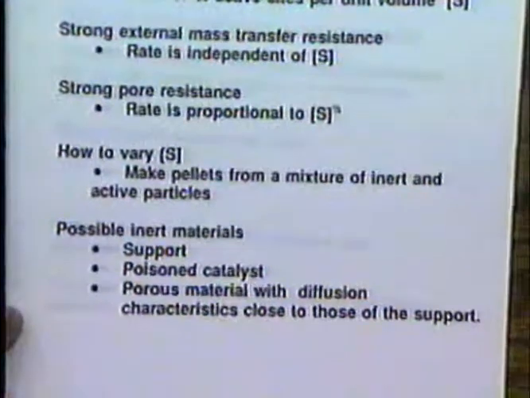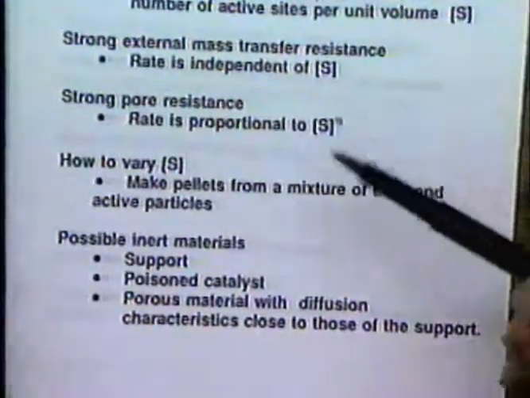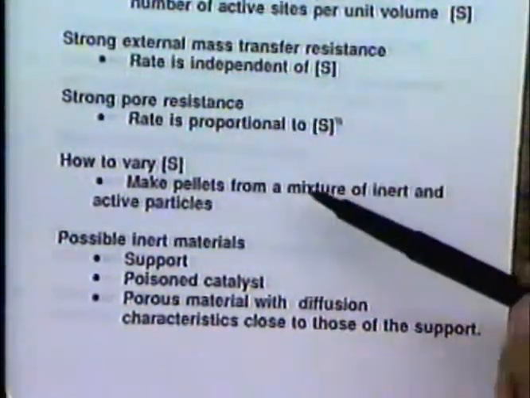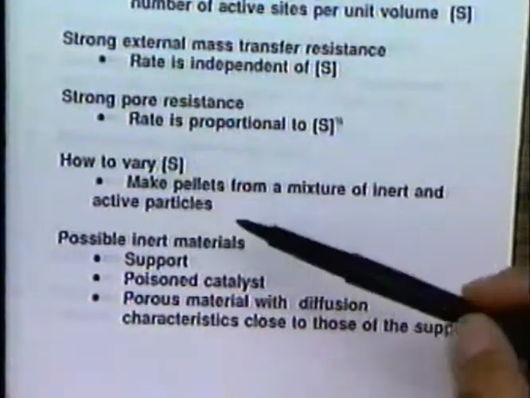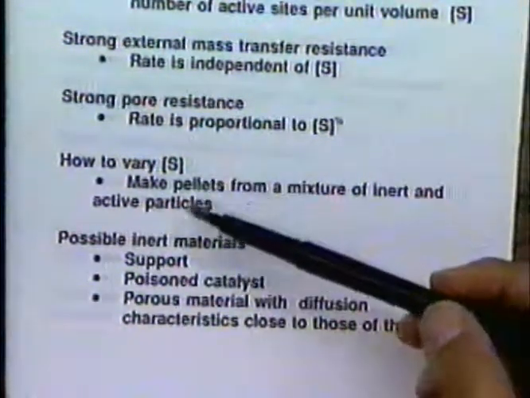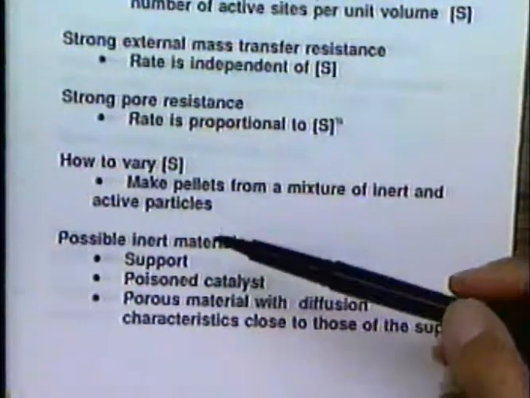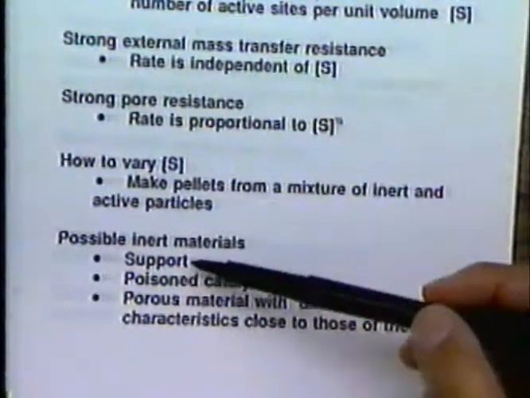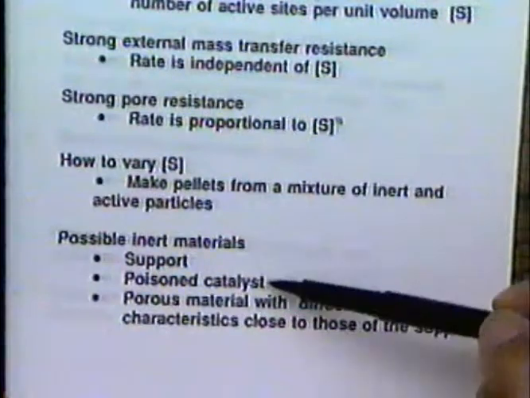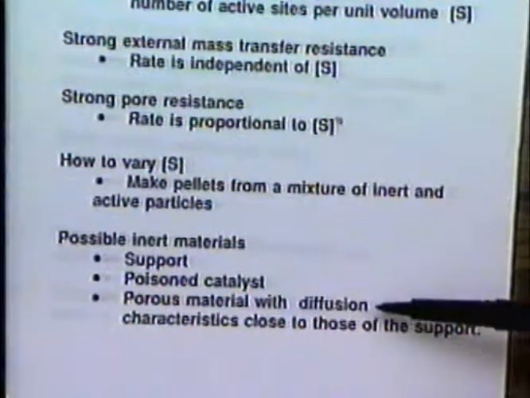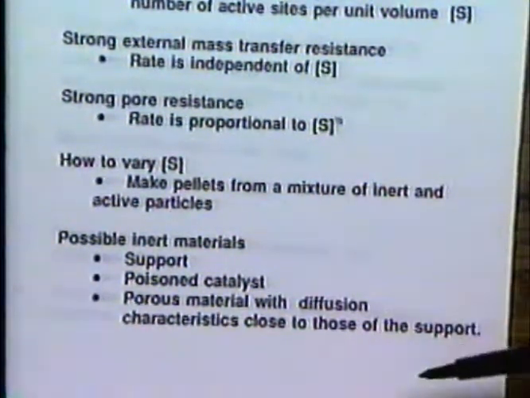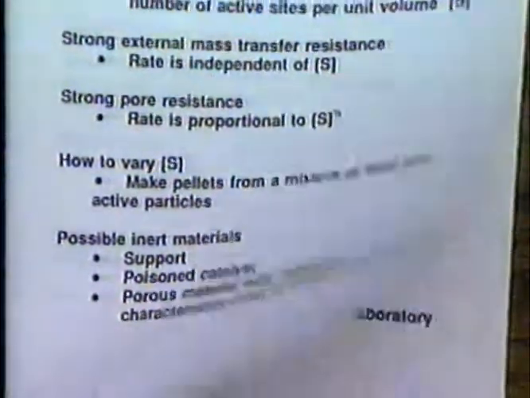A way to make pellets with different values of S is simply using inert materials to dilute the active material. We can use a pure support, we can use a poisoned catalyst, or we can use a material with diffusion characteristics close to those of the support.